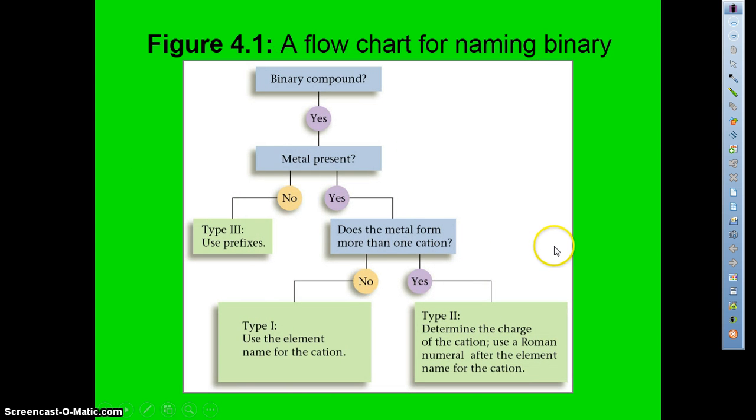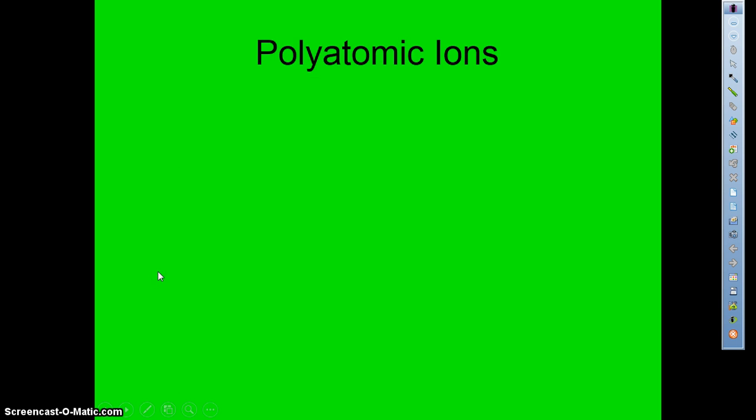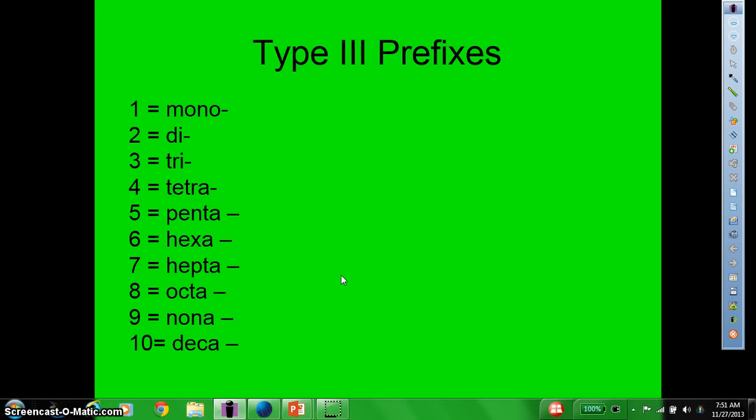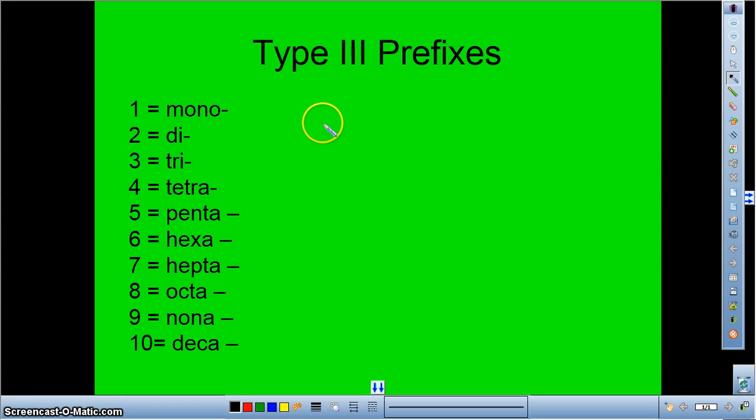So if you look at the flow chart that we've looked at before, one very similar, is it binary? Yes. Is there a metal present? This time we're going to say no, there's not a metal present. So we have two nonmetals and it's a type 3 and we just simply use prefixes. All right, we're going to do a couple of examples and I'm going to use the slide that has the prefixes so that it makes it a little bit easier for us.